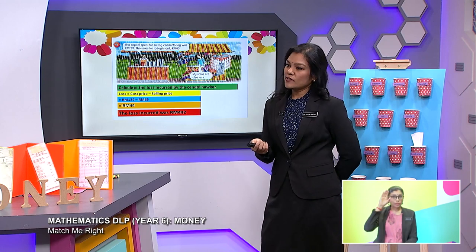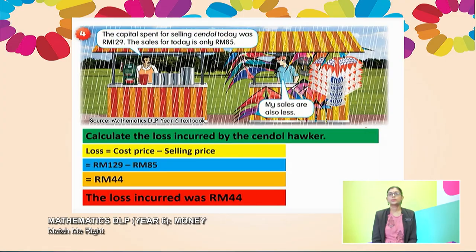Next, we have the scenario here, the two hawkers. One is the small hawker, and the other one is a food business, right? So what is happening that day? Here, the capital spent for selling chendol today was 129 ringgit. The sales for today is only 85 ringgit. From the picture, what is happening on that day? It looks like it's raining. Yeah, it's a rainy day, kids.